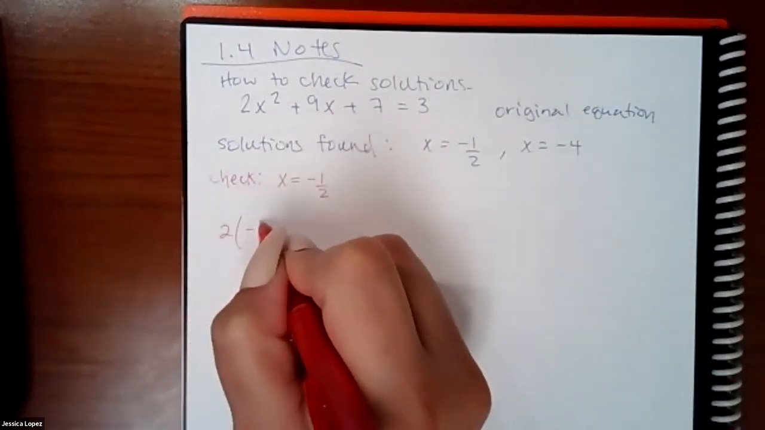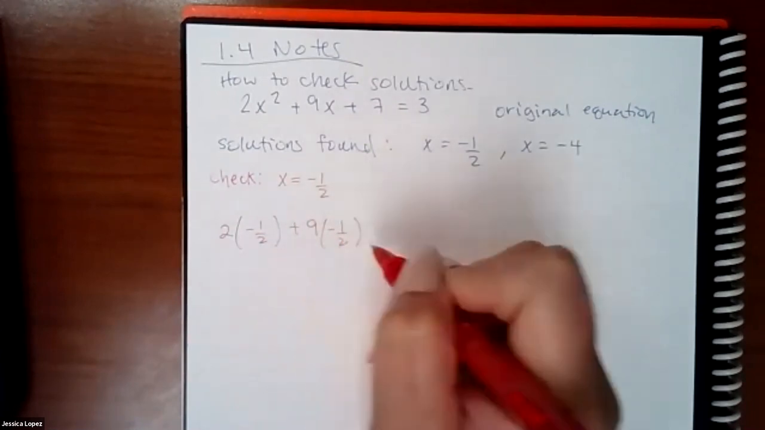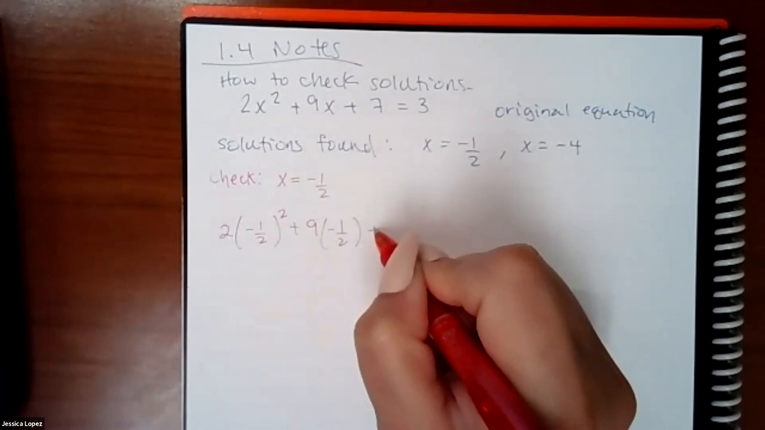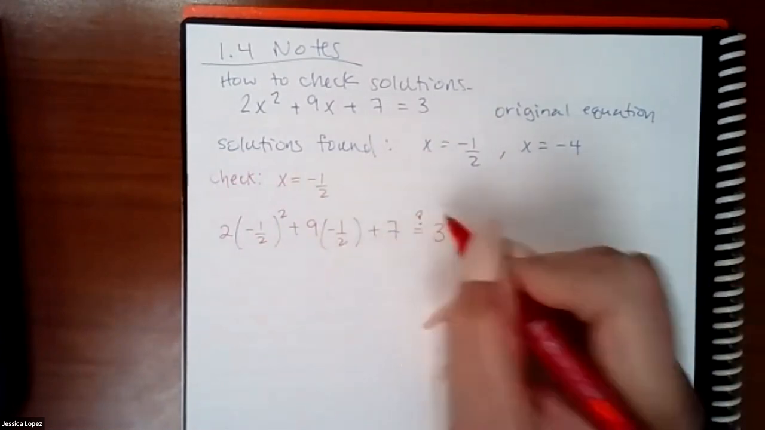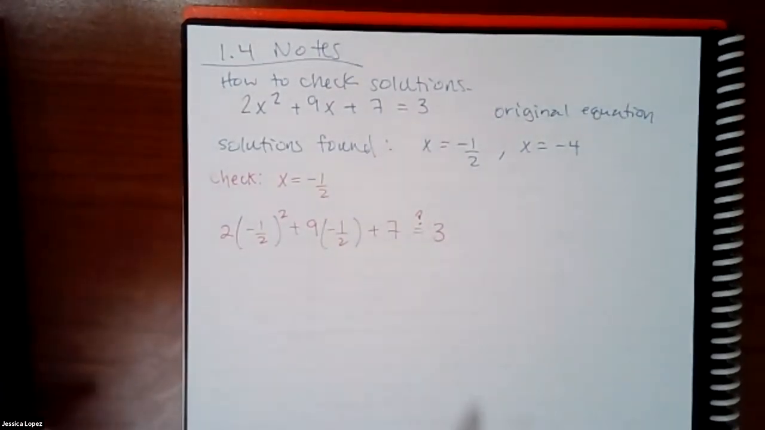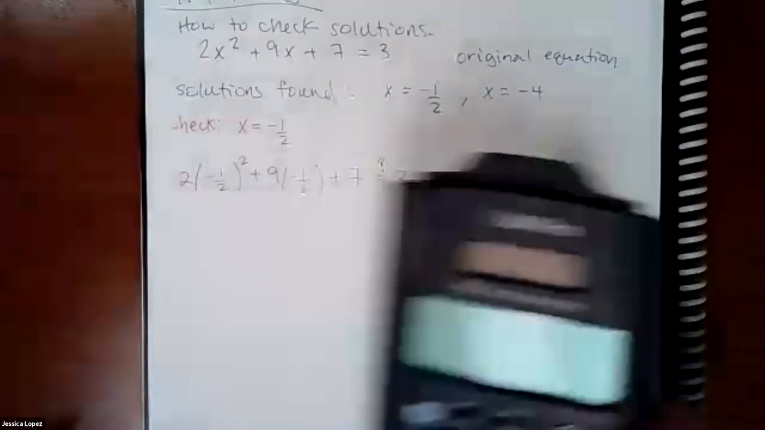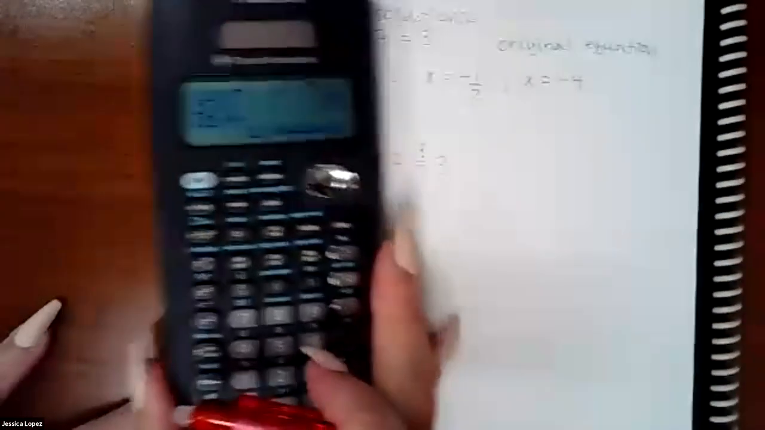What you're doing is you're plugging in -1/2 everywhere you see an x. And then you want to see, is this actually equivalent? Does the left side actually equal the right side? And so you can rely on your calculator a lot here. I'm going to show you how to type this in there. Oh, it's better on this side.